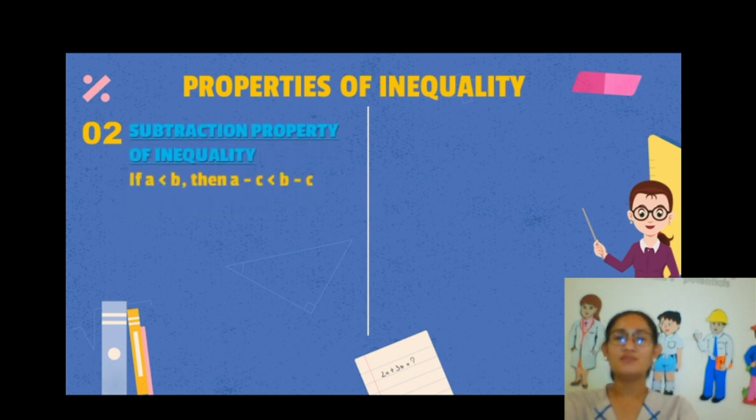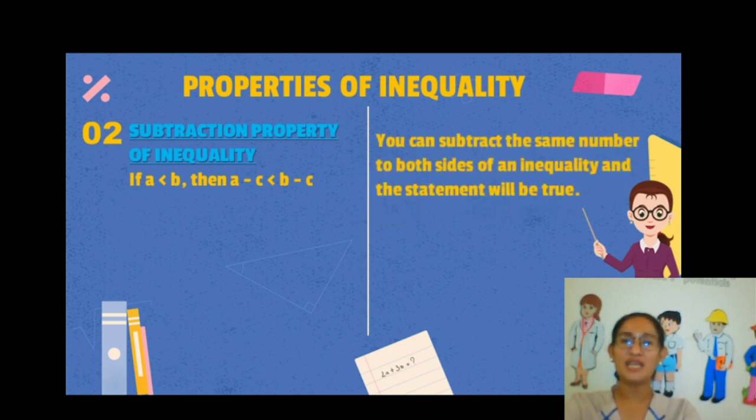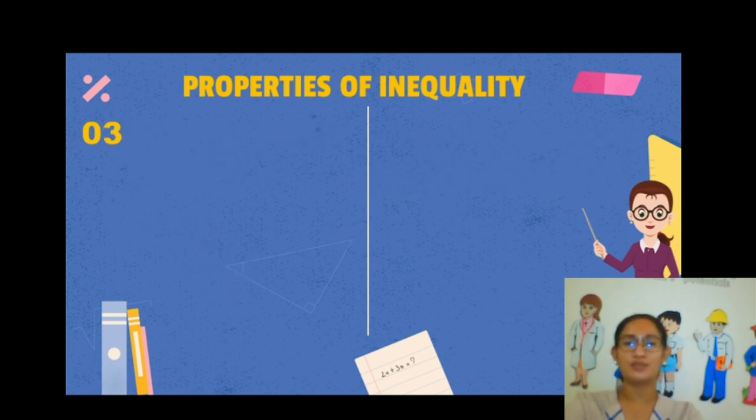Another one is the subtraction property of inequality. If A is less than B, then A minus C is less than B minus C. You can subtract the same number from both sides of an inequality and the statement will be true. For example, 3 is less than 8. If we subtract 2, 3 minus 2 is less than 8 minus 2, which gives us 1 is less than 6, which is also true.